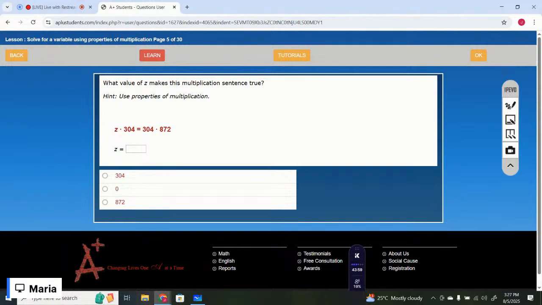What value of z makes the multiplication sentence true? 304 times 872. That is 304 times 872. Option number 2 is the correct option, that is 872.